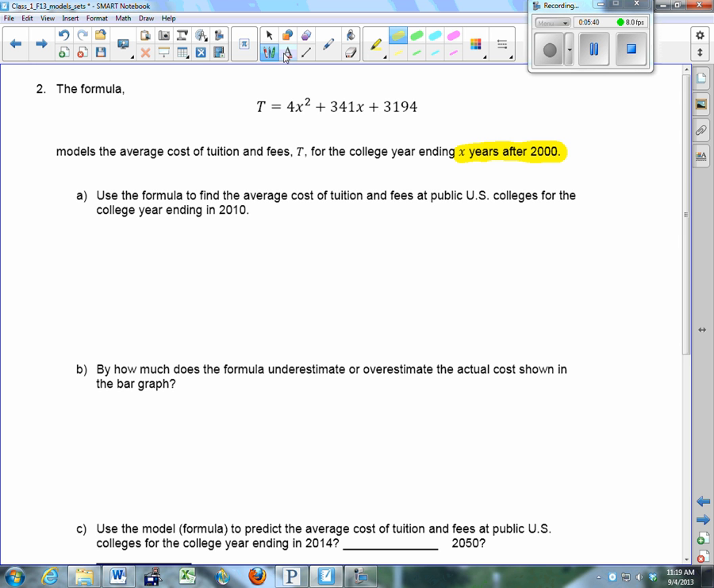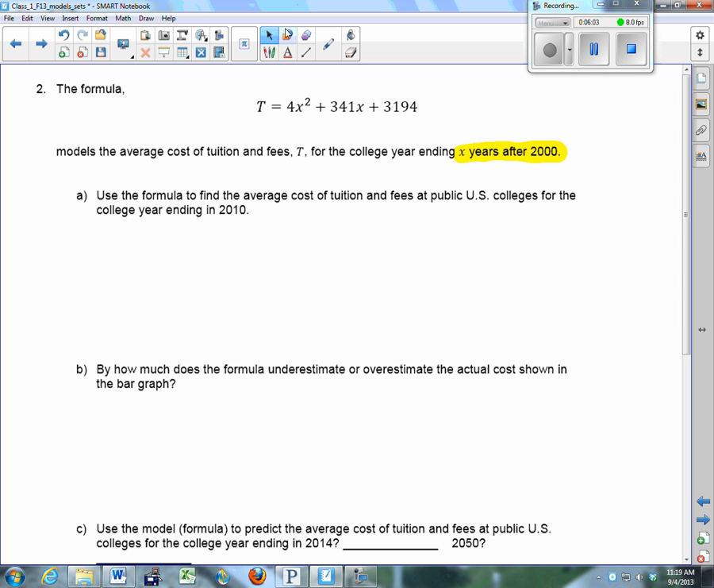So in other words, even though our graph said 2000, 2001, 2002, when we go to calculate the tuition using this model, we're not going to put in 2000 or 2006 or 2007. We're just going to basically be taking how many years after 2000. That's what X is going to represent. How many years from 2000.